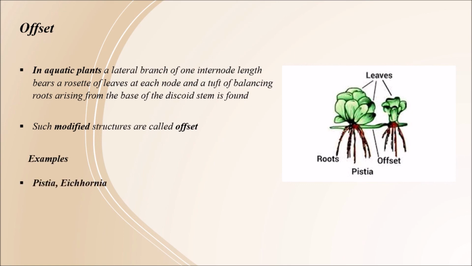Examples: Pistia and Eichhornia. In Pistia and Eichhornia, which are aquatic plants, a lateral branch of one internode length bears a rosette of leaves at each node and a tuft of balancing roots. Such modified structures are called offsets.